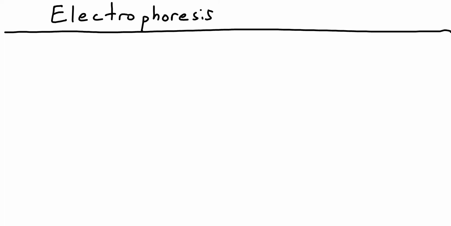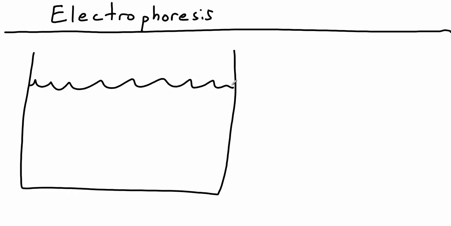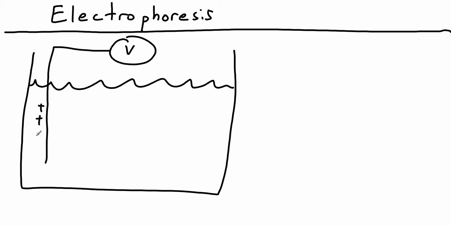Electrophoresis is the movement of colloidal particles in response to an electrical field. So let's look at that. Imagine we have a tub of water and we have some sort of voltage source. And we then have a positive electrode and a negative electrode. And we've got some colloidal particles in there.